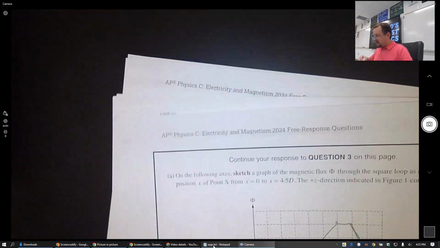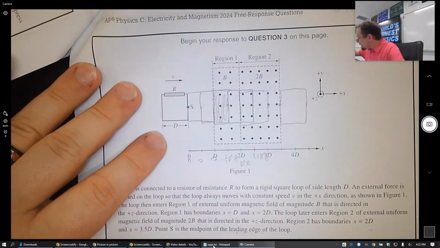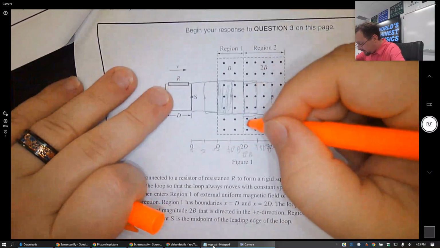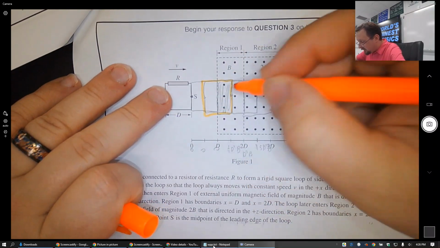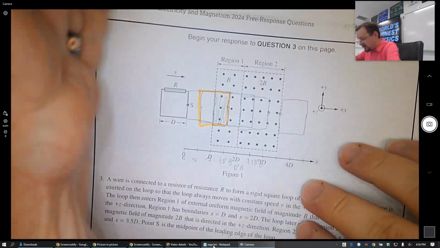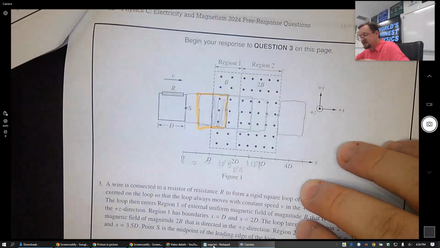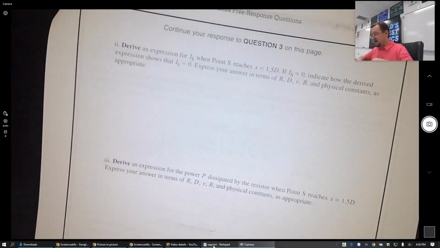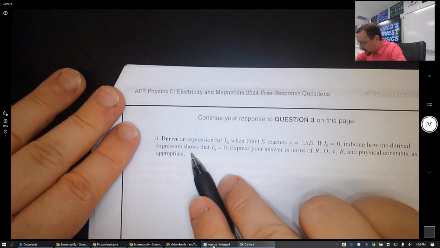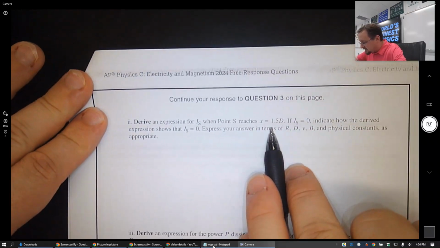Okay, so the same thing I'm going to do this time at 1.5D, which is, let me maybe do it in highlighter. All right, at 1.5D, right now the out of the page flux is increasing. Left hand for out of the page flux is increasing, so it's going to be clockwise. You saw how I did that before, so I'm not going to explain it again. Okay. Derive an expression for IS when it's at that.